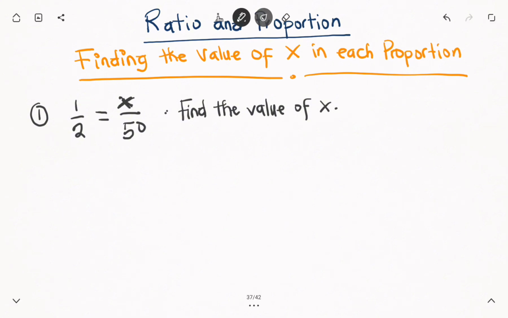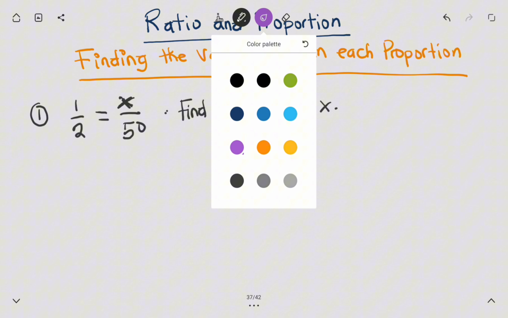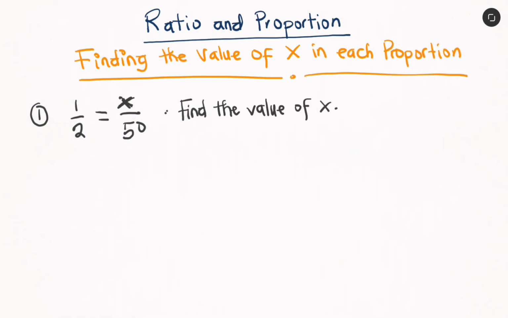What we do is, let me use a different color to show what we do. To find the value of x, we multiply the numerator over here by the denominator over here. So we multiply these two, and then we divide it by this one over here. What it means is that we are going to have 1 multiplied by 50 divided by 2, and that will give us the value of x.